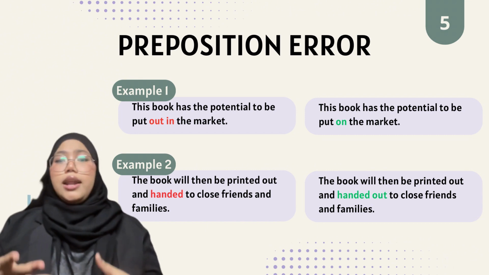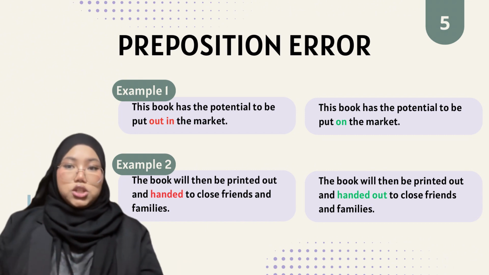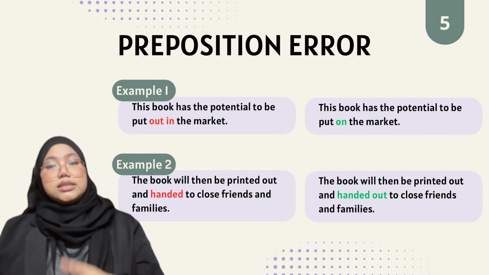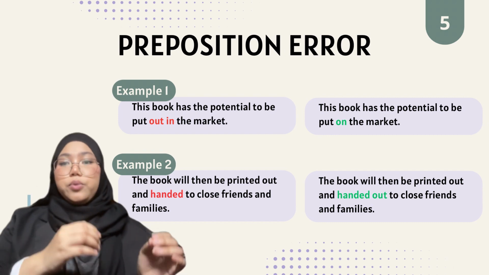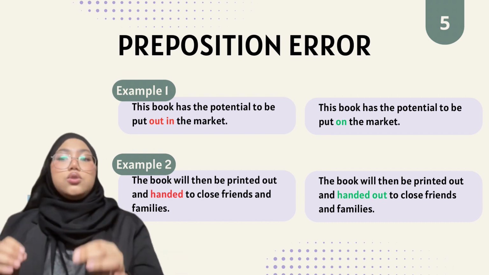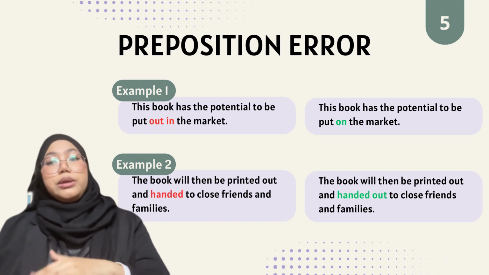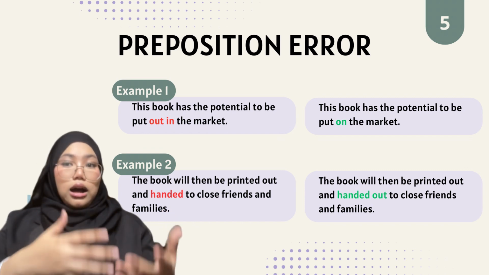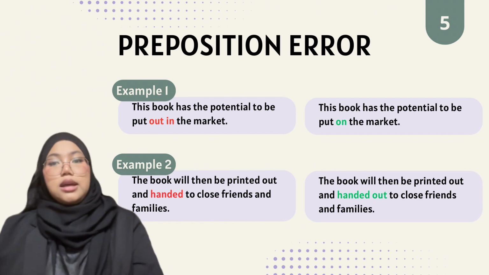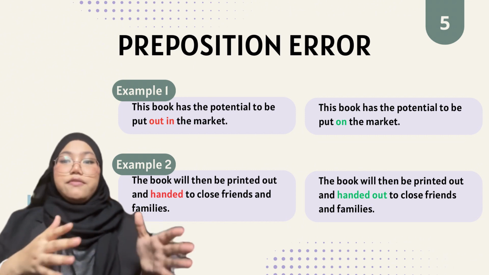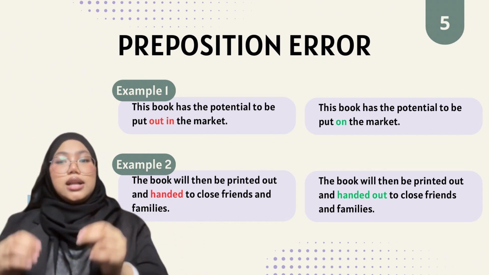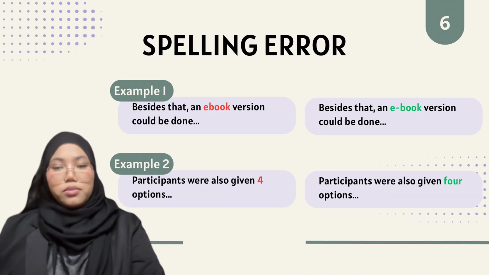Another example that I can give is a missing preposition. Based on the sentence, "The book will then be printed out and handed to close friends and families" is changed to "The book will then be printed out and handed out to close friends and families." The preposition "out" is added after the word "handed" to enhance the clarity of the sentence.